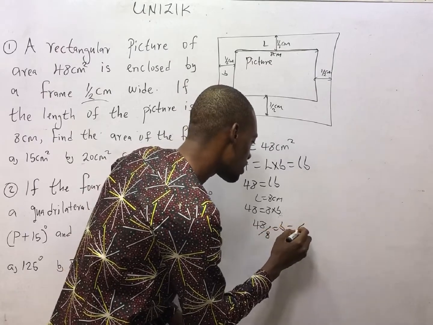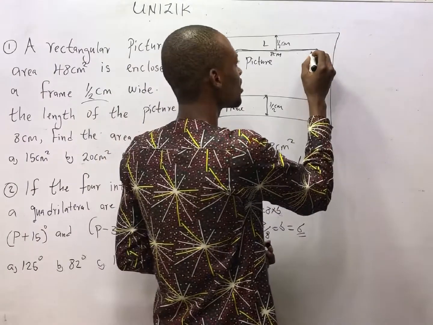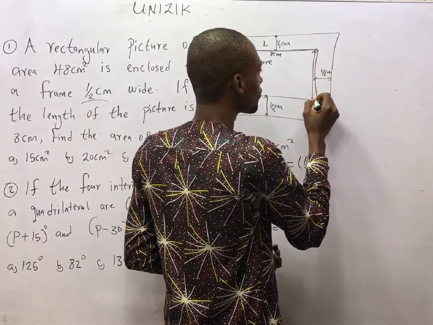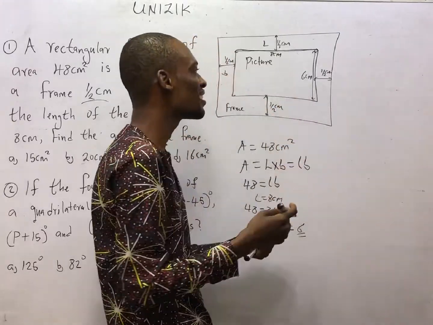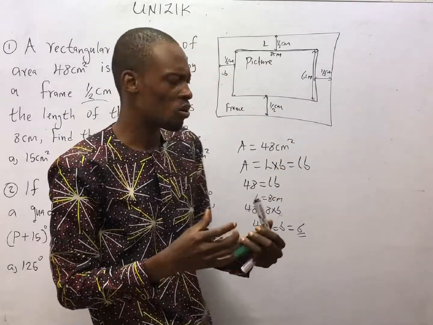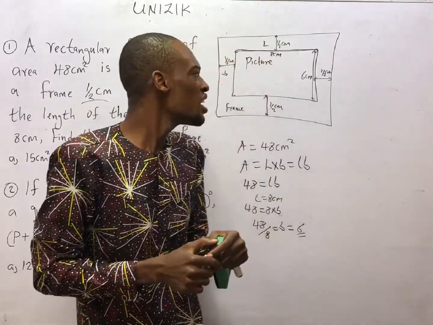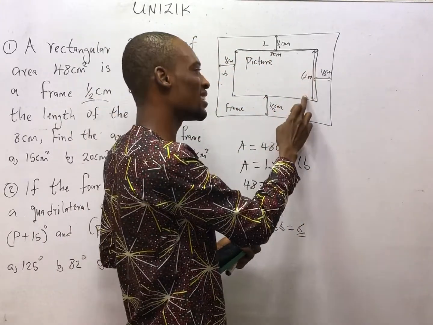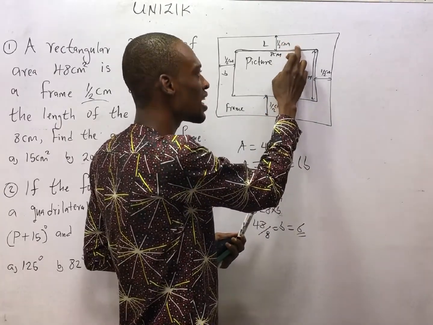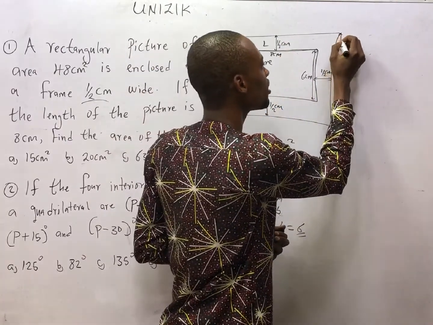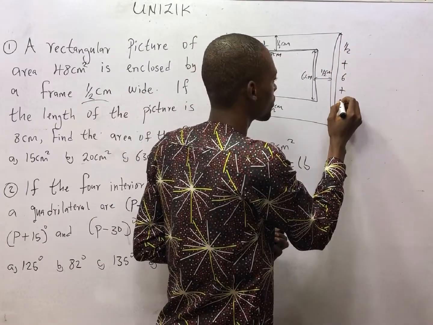What does that give you? 6. So the breadth of this picture is 6 centimeter. Here is 6 centimeter and here is 8 centimeter. Now, remember a little touch of reasoning. If from here to here is 6 centimeter, and from here to here is half and from here to here is half, it simply means that from here to here is half plus 6 plus half.